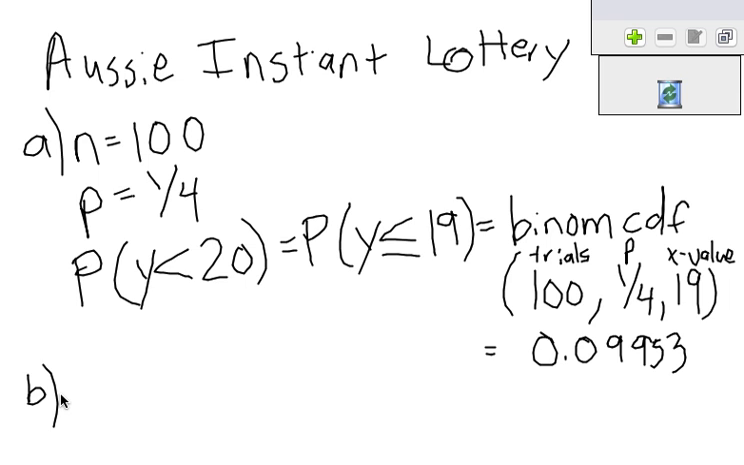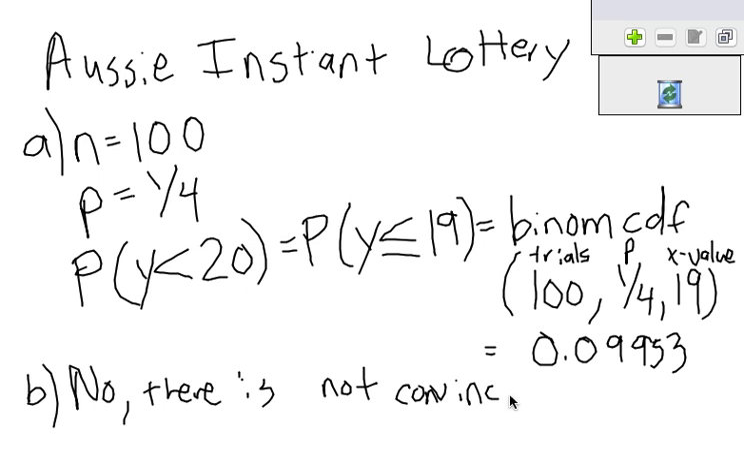So the answer they give, it says, if the probability of winning a prize is 1 in 4, there is a roughly 10% probability that fewer than 20 of his 100 tickets win a prize. Because it is plausible that he would win on only 19 tickets purely by chance, we do not have convincing evidence that winning is less than 1/4. And basically, no, there is not convincing evidence because that probability in part A is fairly high.